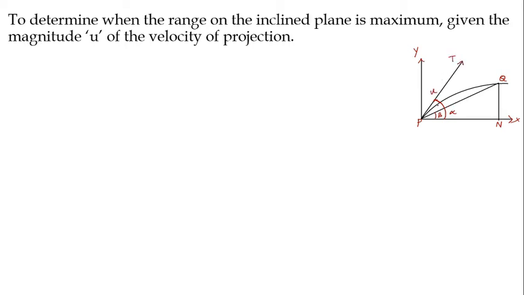This path from P to Q is the path of the projectile, and small r, that is PQ, is the range on an inclined plane. Now first of all I'll find at what angle the range is maximum, and the second thing, what the maximum range value is. So the proof means finding this.